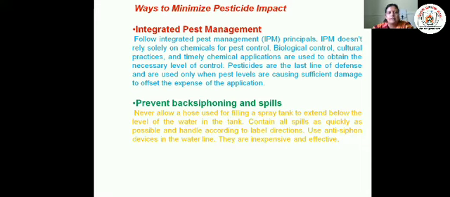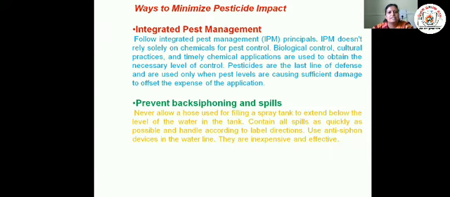Ways to minimize the pesticide impact. Integrated pest management. Follow the IPM principles. IPM doesn't rely solely on chemicals for pest control. It includes biological control, cultural practices, and timely chemical applications that are used to obtain the necessary level of control. The pesticides are the last line of defense and are used only when pest levels are causing sufficient damage to offset the expense of the application.